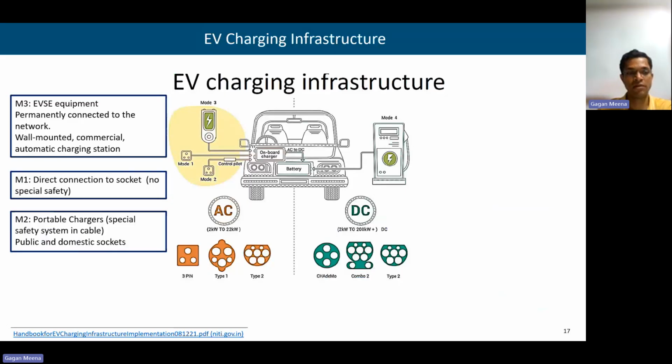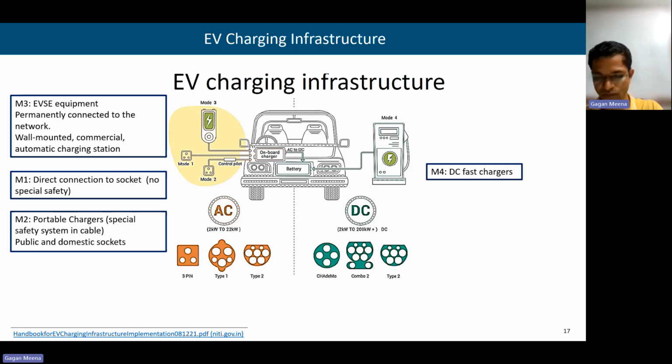And the third one is the EVSE, electric vehicle supply equipment. It is permanently connected to the network. It is a wall mounted commercial automatic charging station. And mode 4 is DC fast chargers. DC fast chargers work from 2 kilowatt to 200 kilowatt plus, where we have charging combo and type 2.